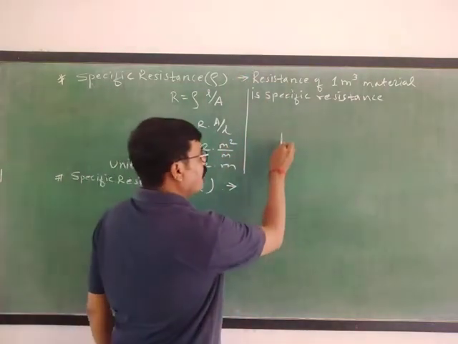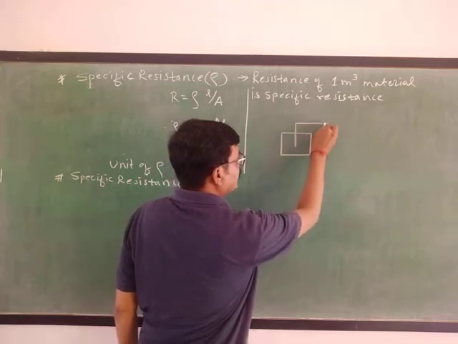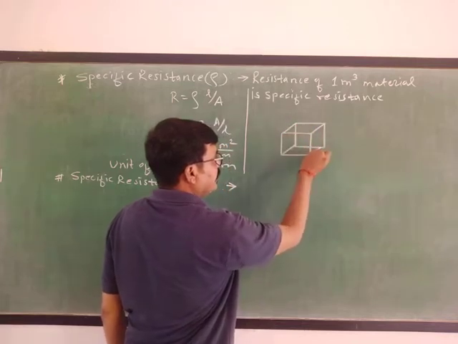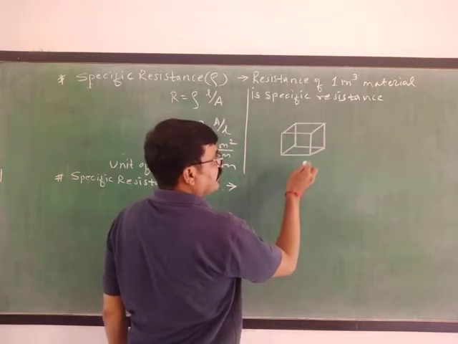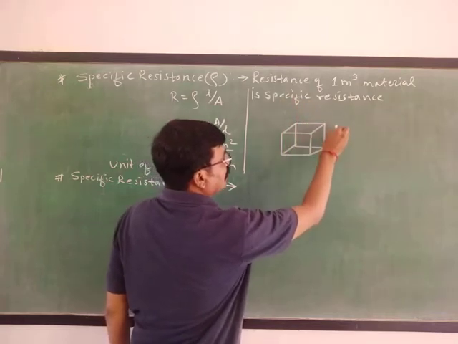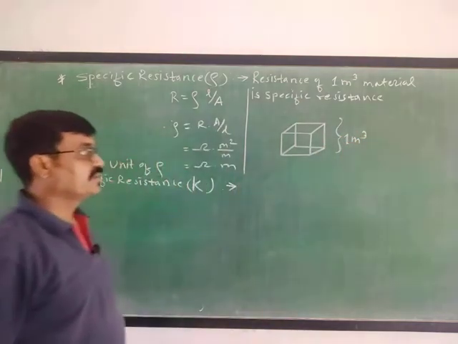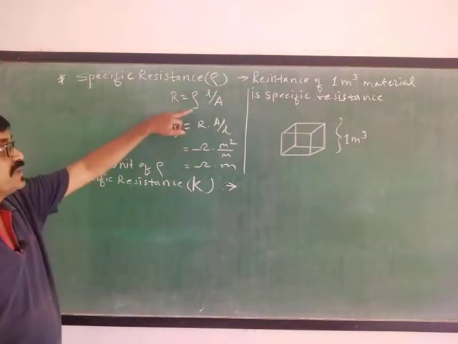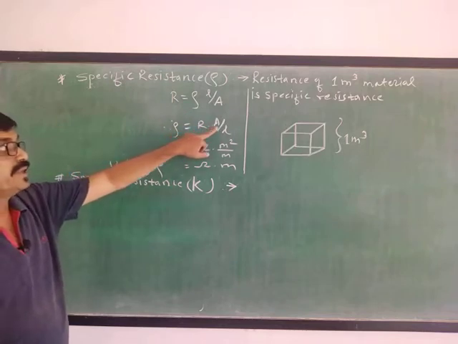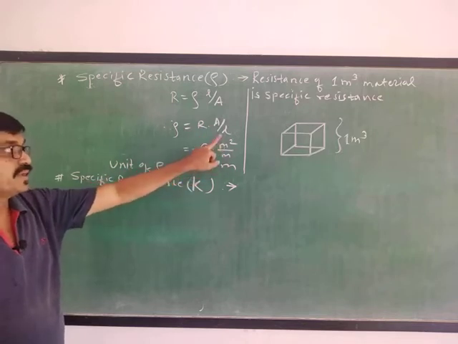Means if we have a cube as electrode, and if this cube has a length of 1 meter and its area of cross section 1 meter square, then the resistance of such a 1 cubic material is called specific resistance, and this specific resistance is nothing but rho. That's why rho equals resistance into area upon length. Unit of resistance is ohm, area meter square, length meter.